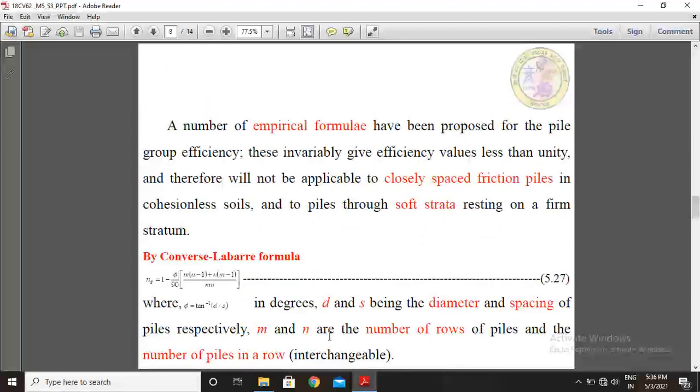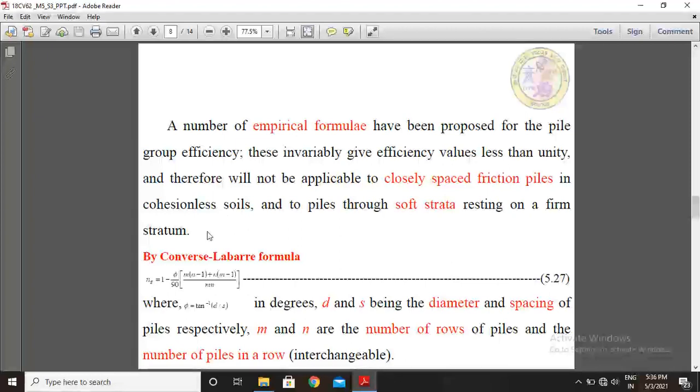A number of empirical formulae have been proposed for the pile group efficiency. These invariably give efficiency values less than unity and therefore will not be applicable to closely spaced friction piles in cohesionless soils and to piles through soft strata resting on a firm stratum.